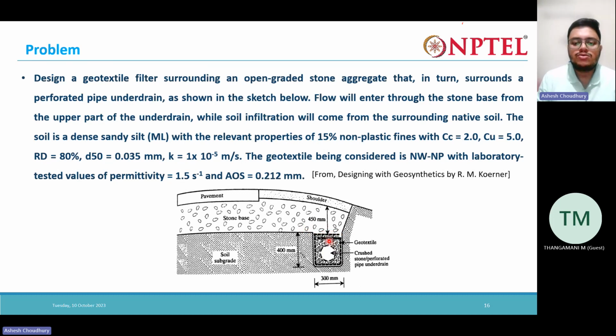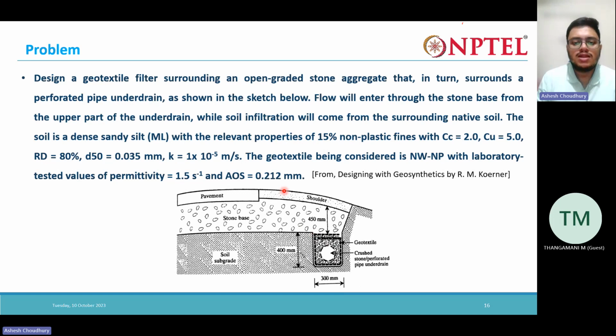Here we have a perforated underdrain covered with crushed stone, and above that we have put a geotextile. This geotextile will act as a filter that allows the water to pass through but prevents the fine soil from the soil subgrade from entering and clogging this underdrain. So you need to design this.